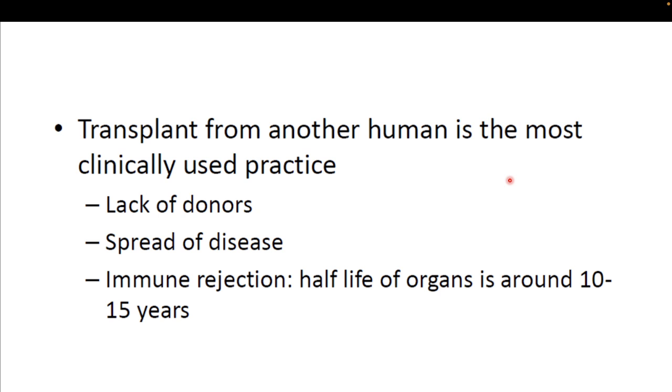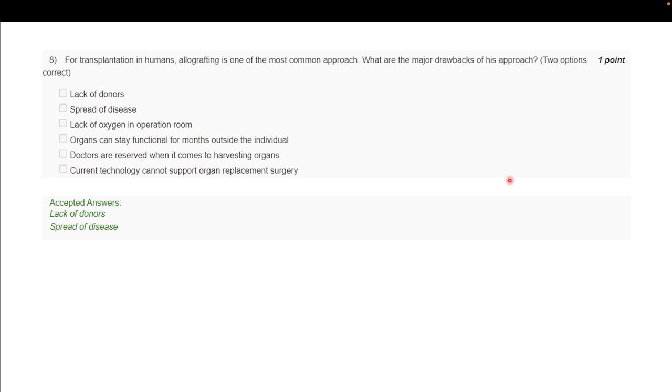And lastly, the drawback is immune rejection, as the half-life of most of the organs that are transplanted is around 10 to 15 years. By this time, the patient's body starts rejecting the organ because it's in some sense still foreign. So yeah, the major drawbacks are lack of donors and spread of disease.